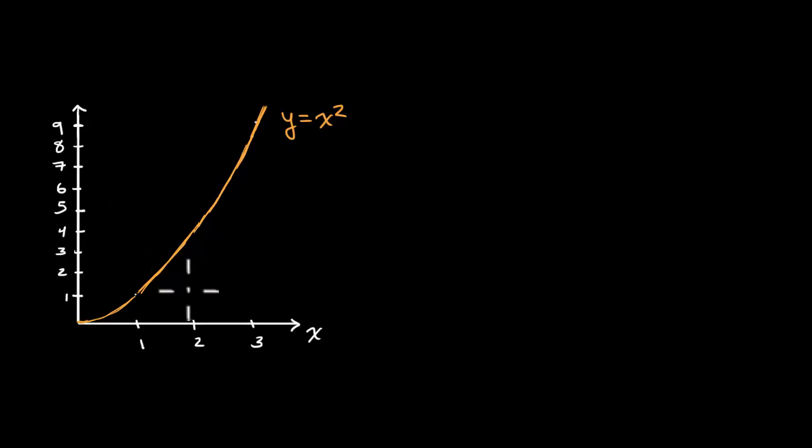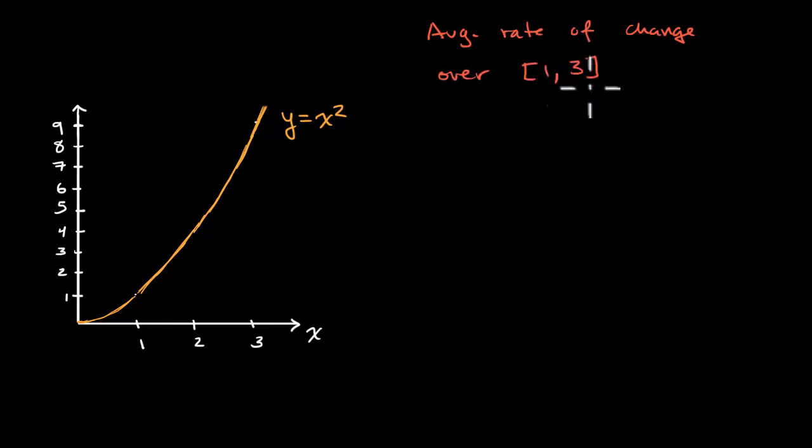So right over here, we have the graph of y is equal to x squared, or at least part of the graph of y is equal to x squared. And the first thing I'd like to tackle is think about the average rate of change of y with respect to x over the interval from x equaling 1 to x equaling 3. So let me write that down. We want to know the average rate of change of y with respect to x over the interval from x going from 1 to 3. And it's a closed interval where x could be 1 and x could be equal to 3.